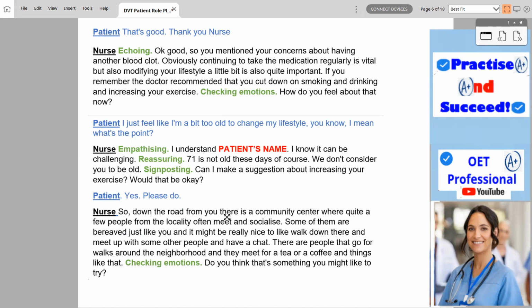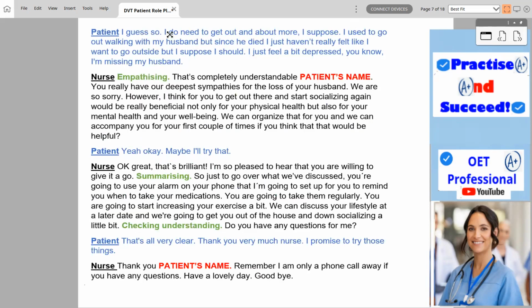So, down the road from you, there is a community center where quite a few people from the locality often meet and socialize. Some of them are bereaved, just like you, and it might be really nice to walk down there and meet up with some other people and have a chat. There are people that go for walks around the neighborhood, and they meet for a tea or a coffee and things like that. Do you think that's something you might like to try? I guess so. I do need to get out and about more, I suppose.